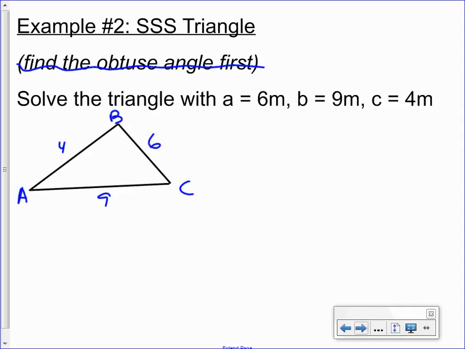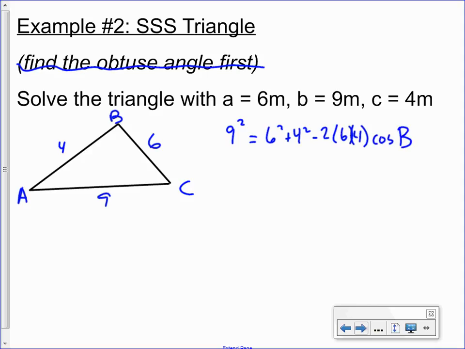Do you want to find the obtuse angle first? You can. Sure. Just to have a set marker. What's the obtuse angle? It would be B. So it's going to go B squared. So 9 squared is equal to 6 squared plus 4 squared minus 2 times 6 times 4.